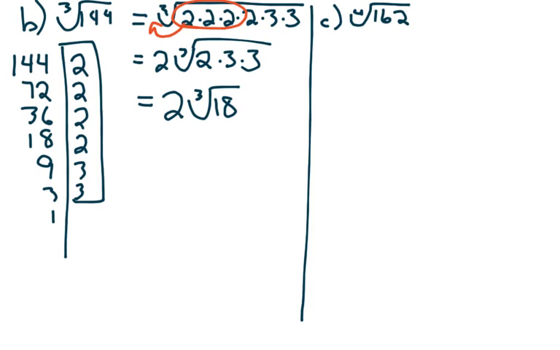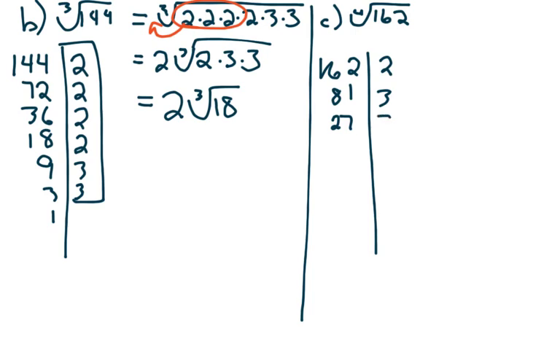Question C, 4th root of 162. Again, the process won't change. We still need to take 162 and break it down. Divide by 2 to get 81. That's not divisible by 2, so divide by 3, get 27. Divide by 3, get 9. Divide by 3, get 3. And divide by 3, get 1.